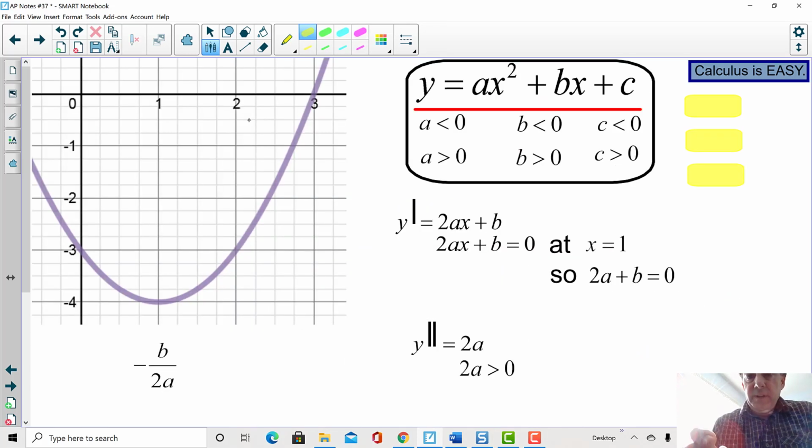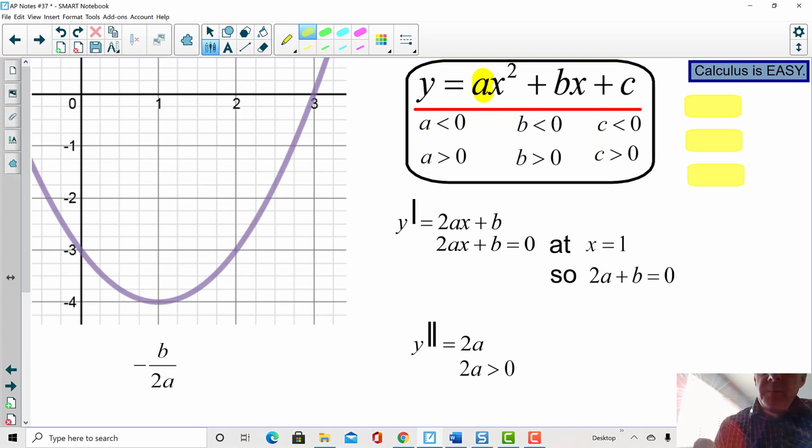Okay, this one's kind of a tricky little puzzle here. You have this parabola. The coefficients are a, b, and c. We have a picture of this parabola over here. We can see that it's been shifted right 1 and it's been moved down 4. The question is, what is the value of the a, the b, and the c? And all we have to figure out is if they are positive or negative.